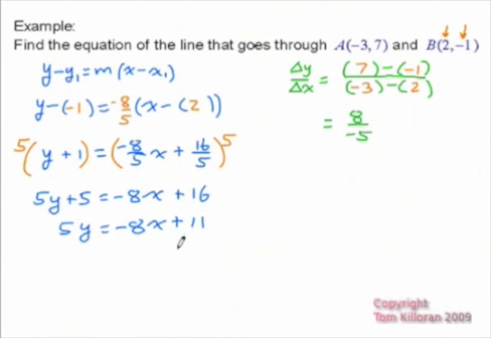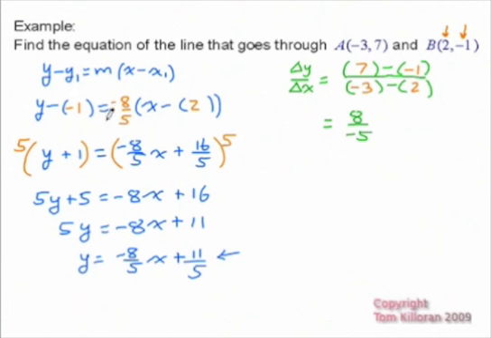And then divide everybody by 5. So we're going to get y equals negative 8/5 x plus 11/5. Now, depending on textbook or how they want you to write the answer, this of course is your slope-intercept form. But some textbooks like what's called standard form.